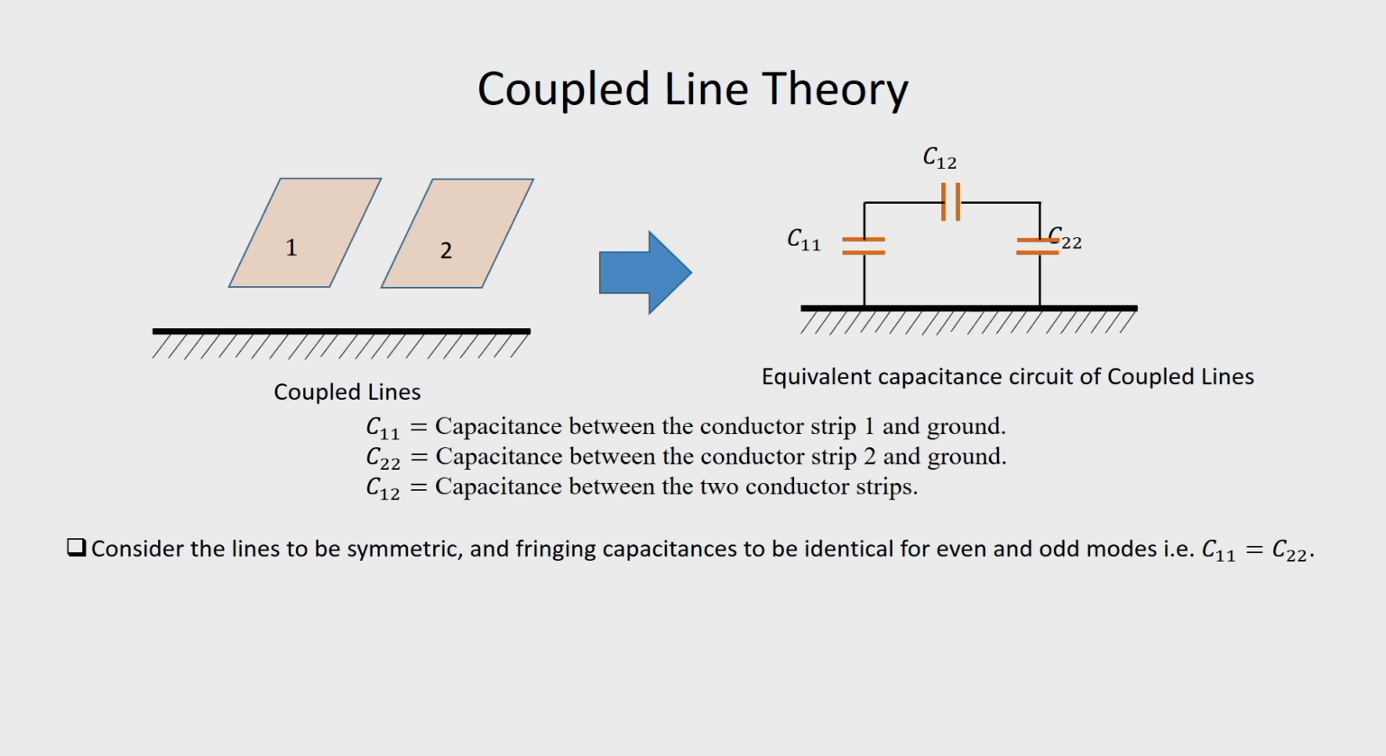Now, let us consider the lines to be symmetric, and fringing capacitance, because there will be some fringing capacitance also due to the fringing of the fields. Since we are doing an analytical treatment, we assume that we have the capacitances identical for the even and odd modes. That means we have C11 equal to C22.